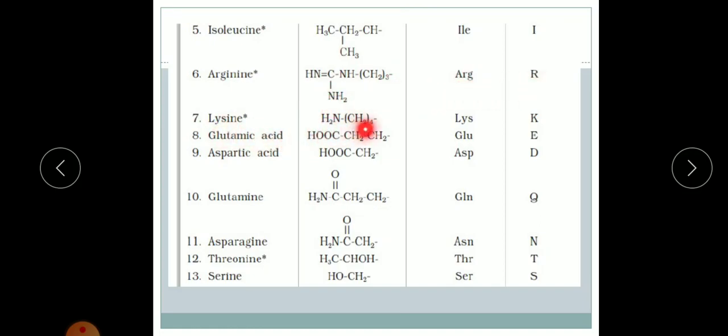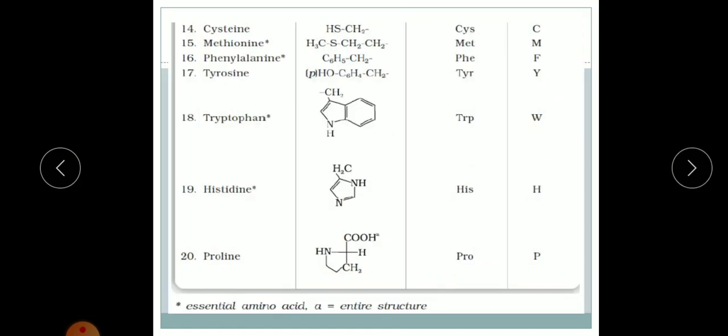Lysine, with R being (CH2)4NH2, LYS, K. Glutamic acid, CH2CH2COOH, GLU, E. Aspartic acid, CH2COOH, ASP. Glutamine, the value for R will be this one. Asparagine, this one. Threonine, this one. Serine, CH2OH. Accordingly their 3-letter symbol and their respective 1-letter code is given.